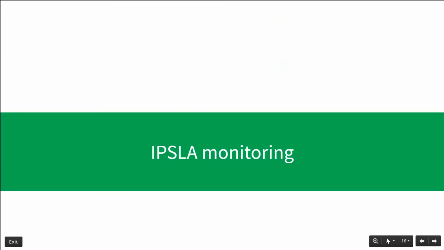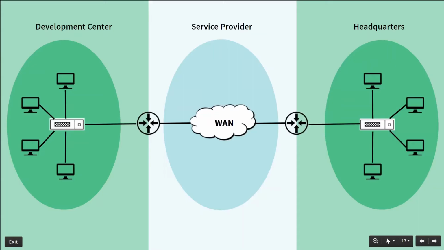All right. So with that, I'm moving on to the IPSLA monitoring section. Let's assume that you have your development center based in India and your headquarters based in California, USA, where employees from the development center in India are trying to access some of the critical servers in headquarters via a WAN link. If something goes wrong, that could definitely affect productivity. So it is very critical to monitor the health and performance of the WAN links.